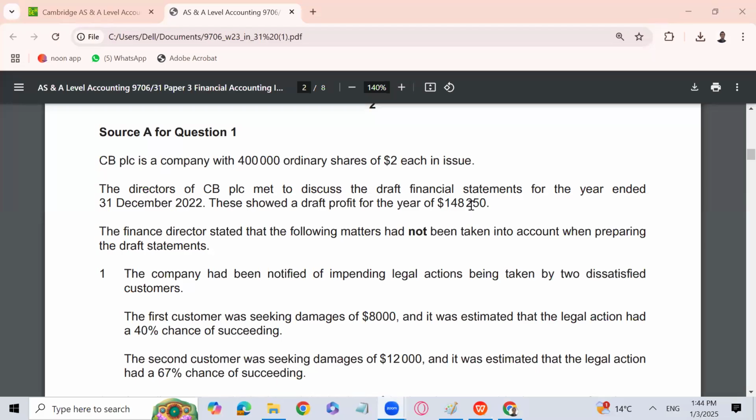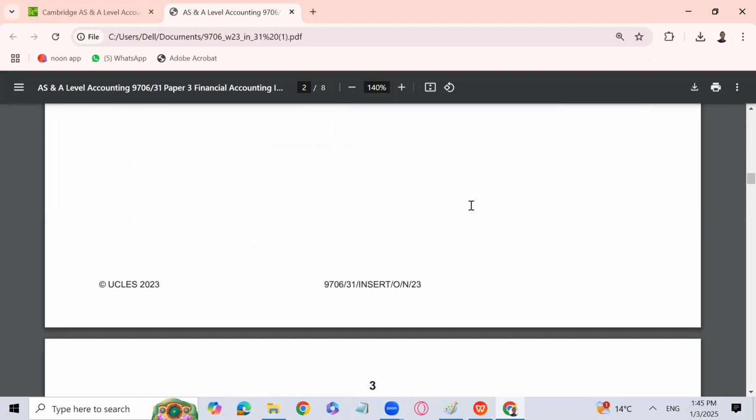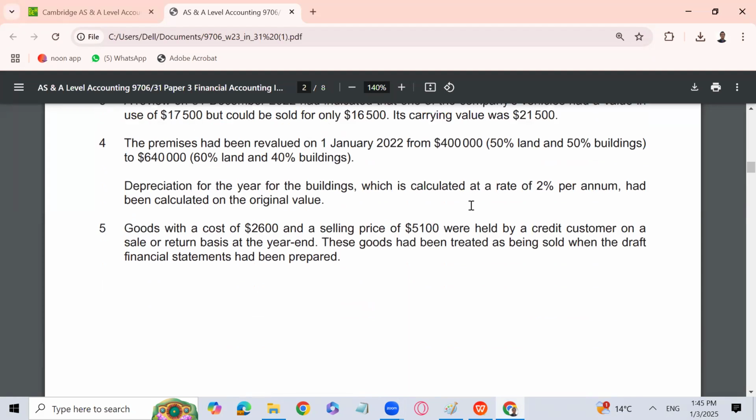So now we are going to solve a question from International Accounting Standards. That is question 1, which came in the exam A2 Accounting, October/November 23, paper 31. So let's see.